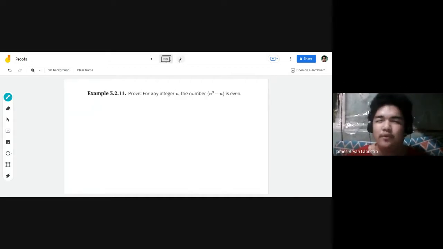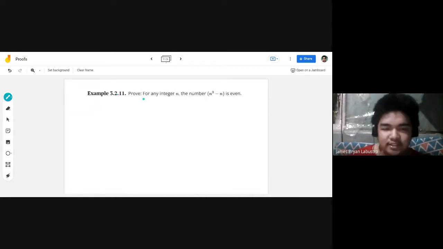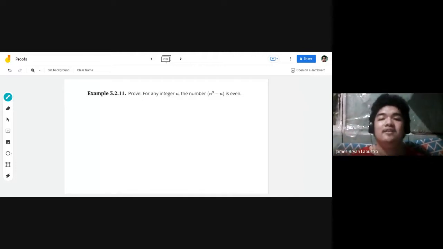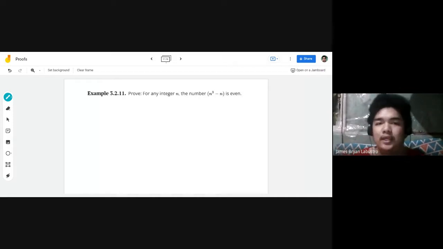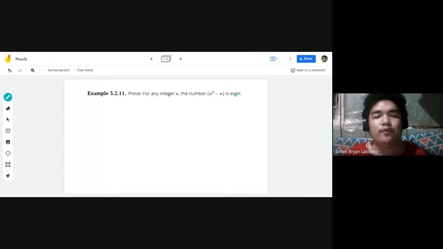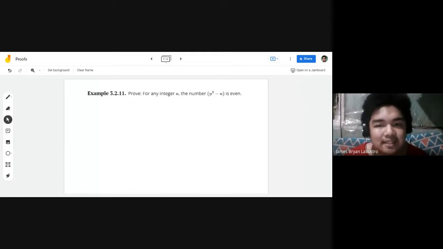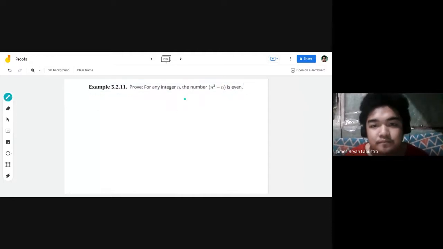So, how are we going to prove that? Okay, for the first example: for any integer n, the number n cubed minus n is even. So we want to prove this by two cases, an odd integer and an even integer. So how are we going to do that? We have two cases here. It seems that n cubed minus n is even, so we're going to show that this expression is even.